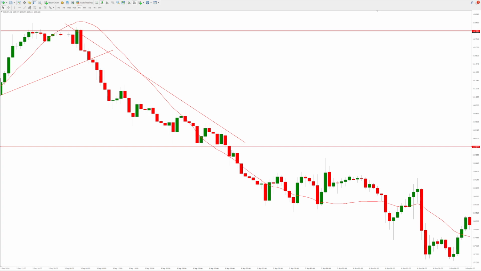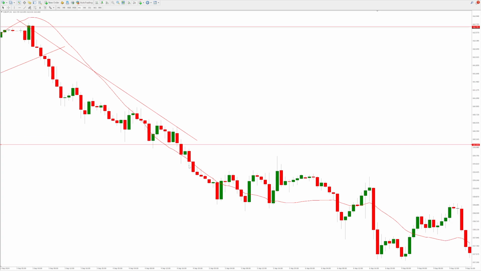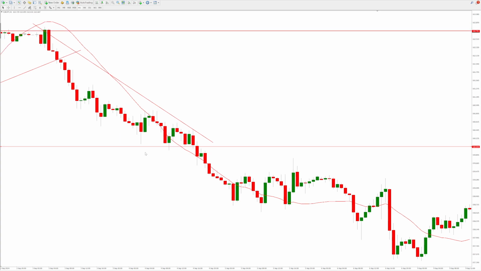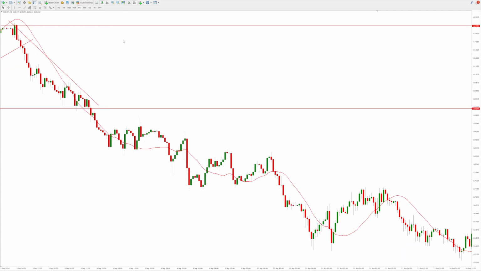So we could time my entry on this breakout here, or the cross back over of the moving average. We know we're in a downtrend, so we're only taking sell trades. I'm not going to look to buy when price moves above the moving average. You can see it's sloping downwards as well. Okay, so we can get in on that initial trade.